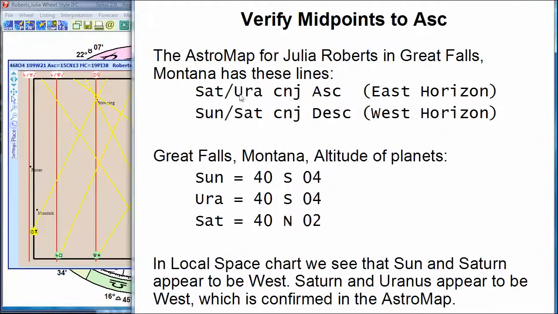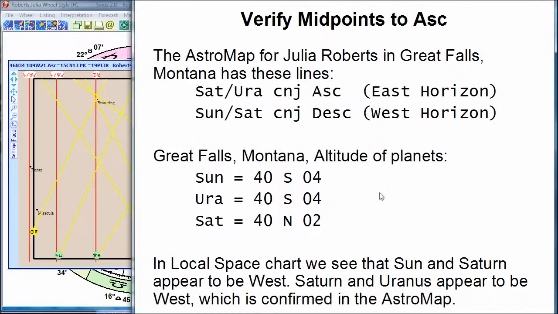And here I've copied that information that was in the table. Sun is 40 south 04, Uranus is also 40 south 04, and Saturn is 40 north 02. That means that the Saturn-Uranus midpoint and the Sun-Saturn midpoint are on the horizon. We confirmed it. That's how you do it. Just relocate to the place and look at the altitudes, and one will be north and one will be south, and they'll be the same.